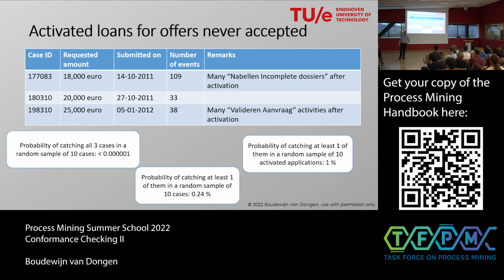For a bank, it's probably pocket change. But it's really not. And with conformance checking, you would find this. Even finding one of them is 1% if you focus on the activated applications only, right? So you leave out the rejected ones.